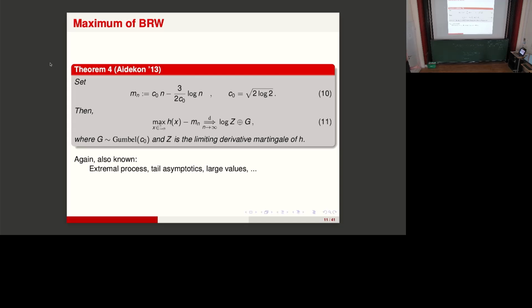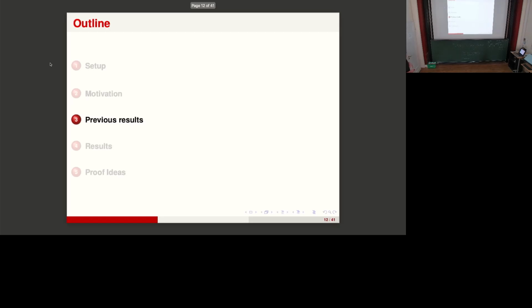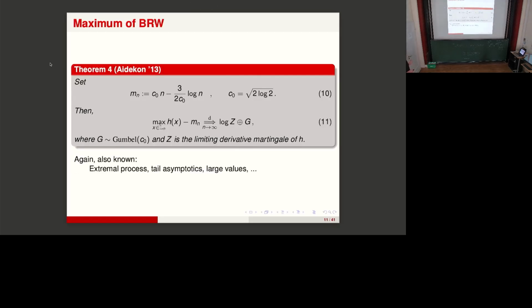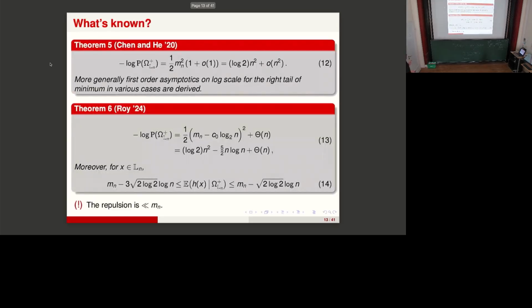But let's do it first on the tree, because the tree is on one end easier, and the second is not that far. For the sake of this problem, it's not that far from the plane. Any questions? Okay. Let me quickly mention some previous results. There are some results concerning the asymptotics of this event. Again, now we're back on the tree.